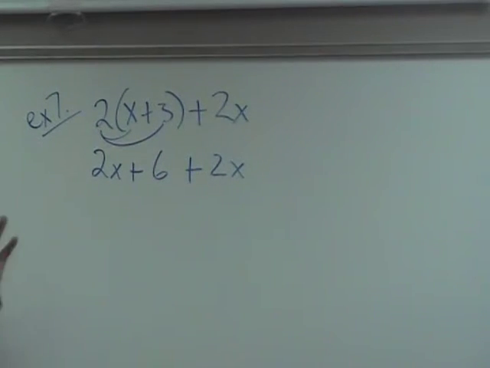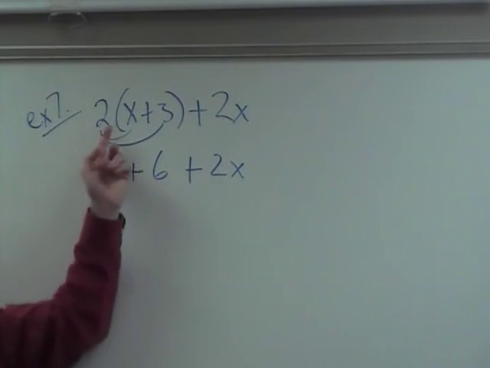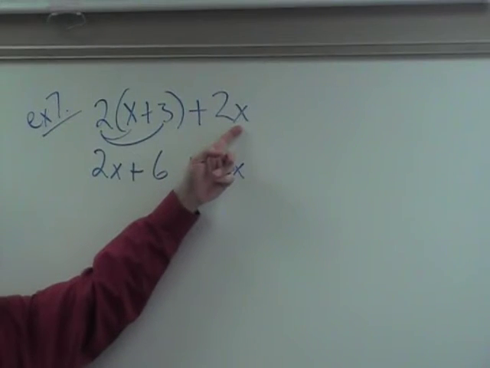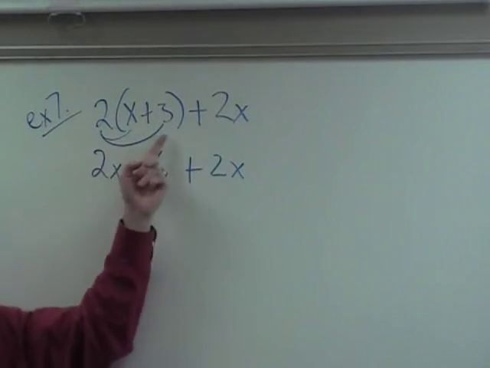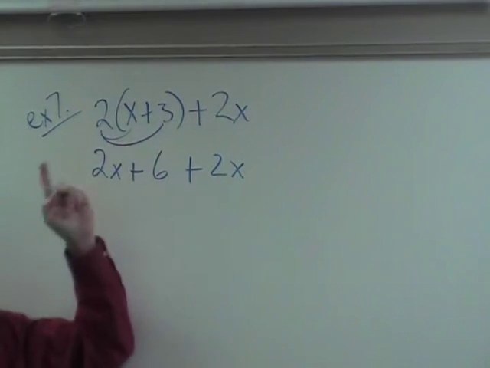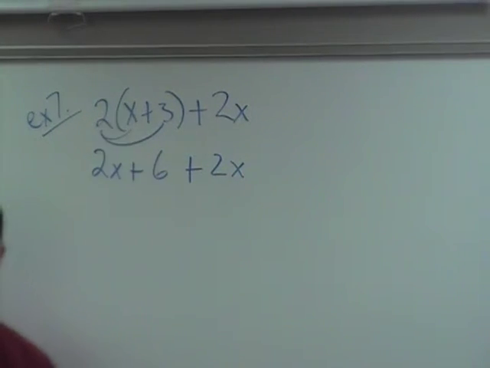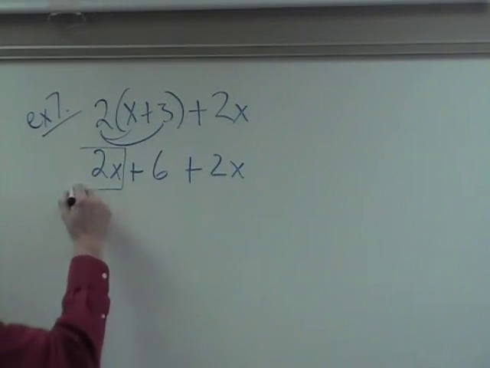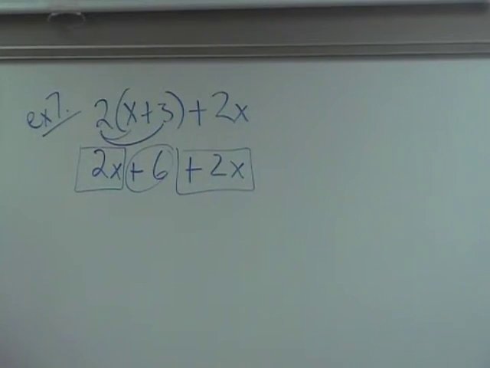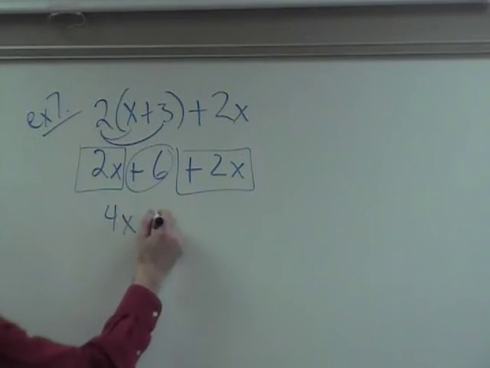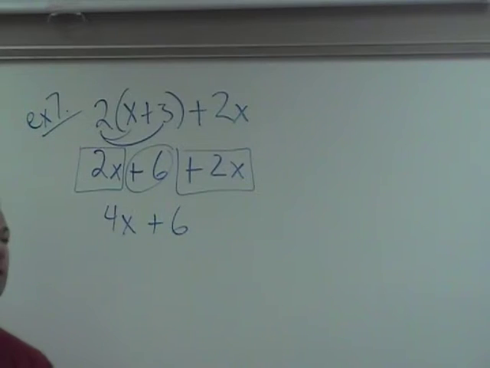I put this up here specifically because students will take the 2 times this over here. You can't do that, because there's a plus sign there. You're adding this to whatever this multiplication is. Would you do the 2x plus the 2x then? Yep, so now you have 2x plus 2x, 4x plus 6. 6 doesn't have an x with it.